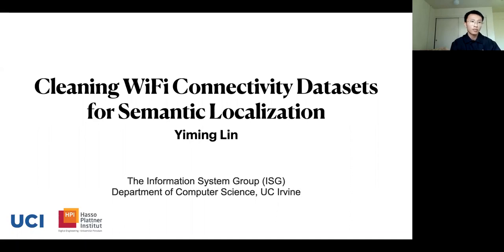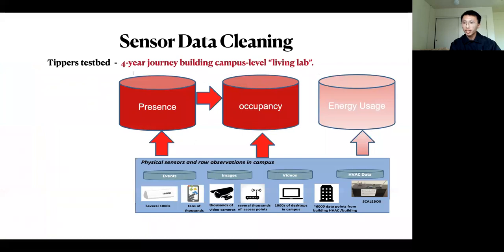So today I'm going to talk about cleaning Wi-Fi connectivity data sets for semantic localization. I start by talking about sensor data cleaning and use TIPPERS, a sensor data management system on the UCI campus, as an example. There are a large number of physical sensors as well as raw observations on campus, such as Wi-Fi, camera, and mobile devices and the data they generate. We can build many applications on top of them, such as a presence application, which tries to monitor the locations of users inside a building, or an occupancy application to find out the number of people in a given area.